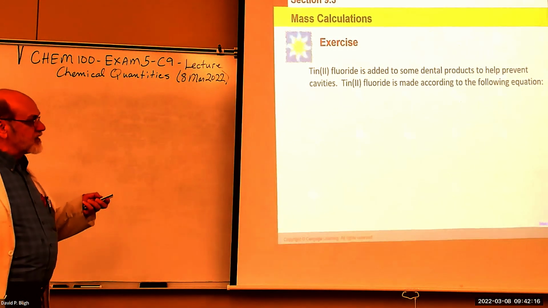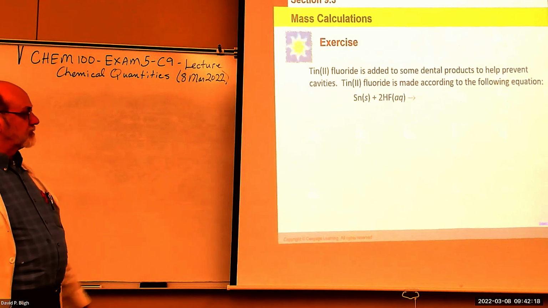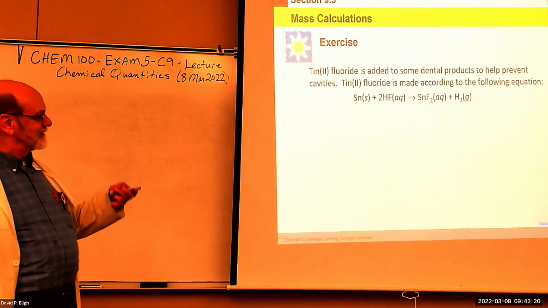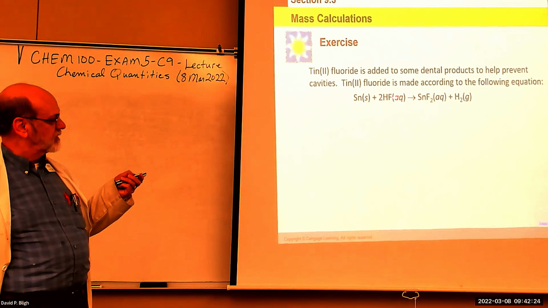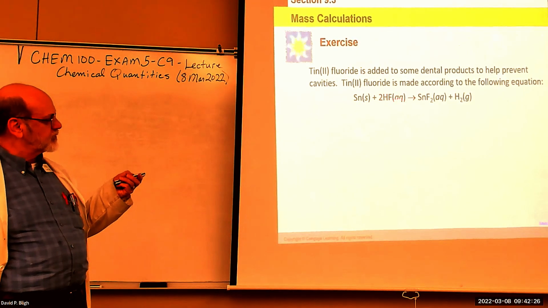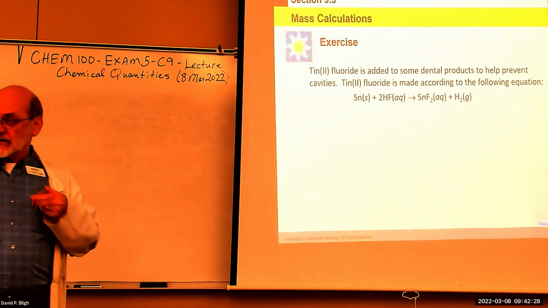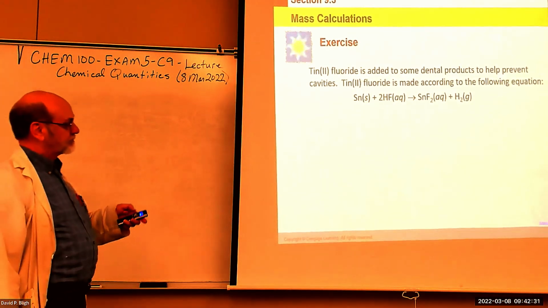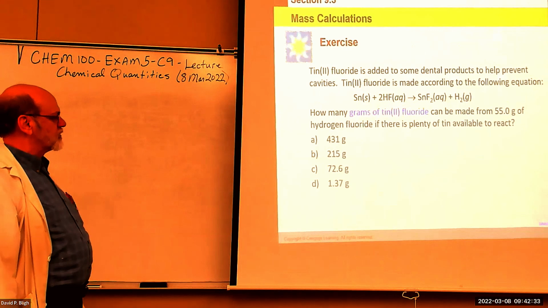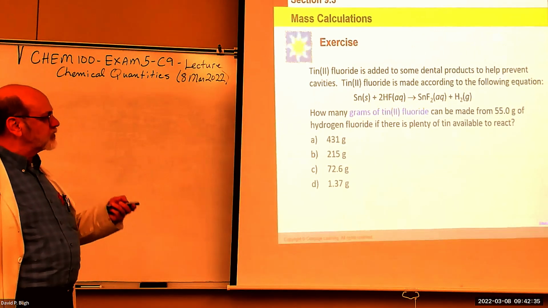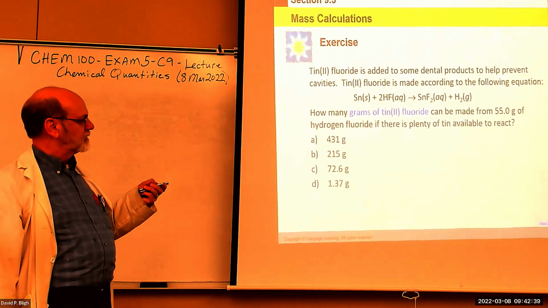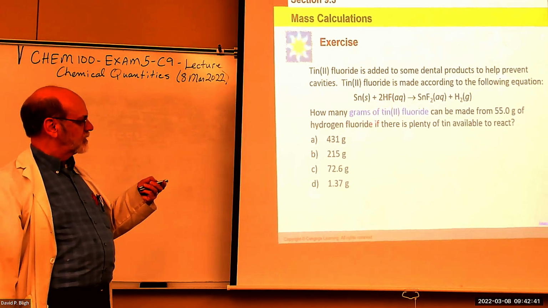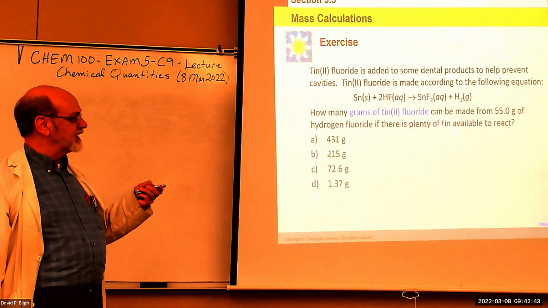Okay, tin(II) fluoride is made according to the following reaction. Okay, so it looks like it's balanced. Let's see, one tin, one tin, two fluorines, and two hydrogens. That equation has been balanced for us. Okay, what's the question? How many grams of tin(II) fluoride can be made from 55 grams of hydrogen fluoride, this reactant right here, if there's plenty of tin available?